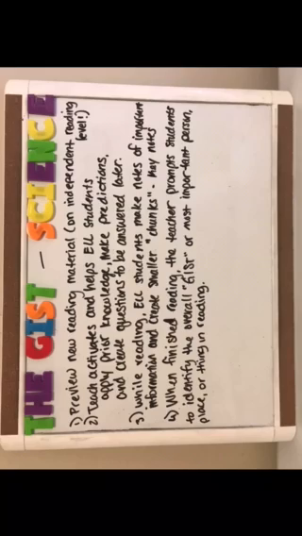The first step is to preview the new reading material and always make sure it is on the ELL student's independent reading level. The second step is the teacher activates and helps ELL students apply prior knowledge, make predictions, and create questions that will be answered later. The third step is that while reading, ELL students make notes of important information and create smaller chunks of key notes. The fourth and final step is when finished reading, the teacher prompts students to identify the overall gist or most important person, place, or thing in the reading.